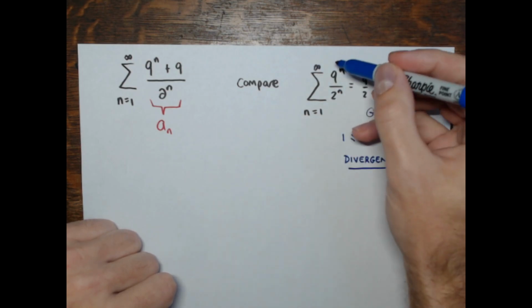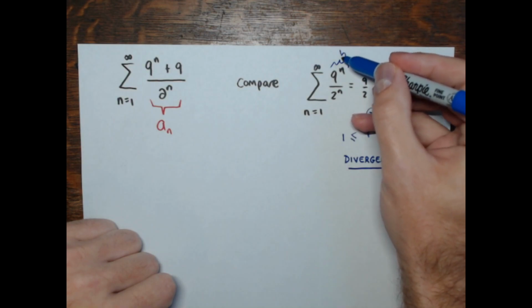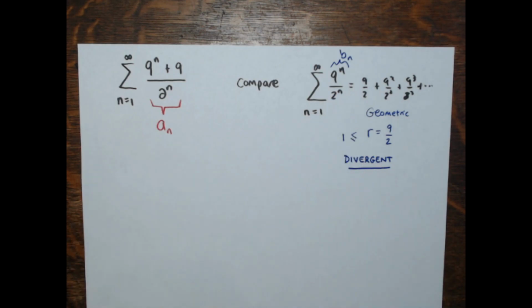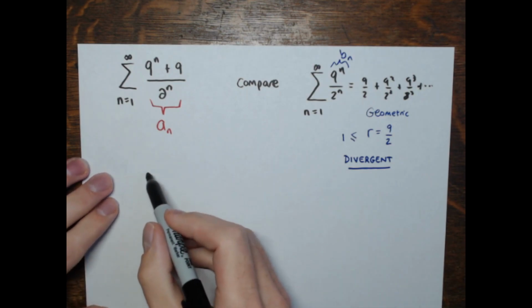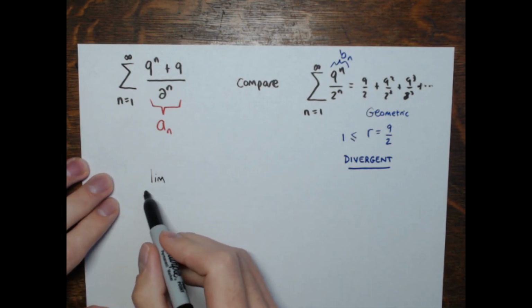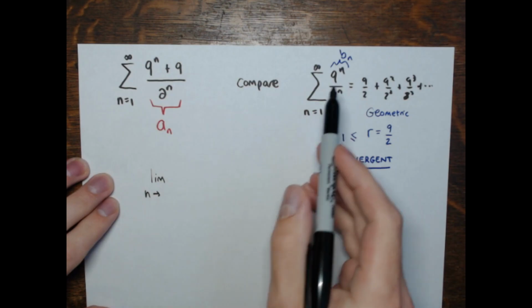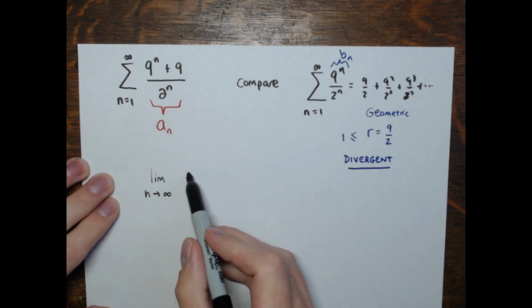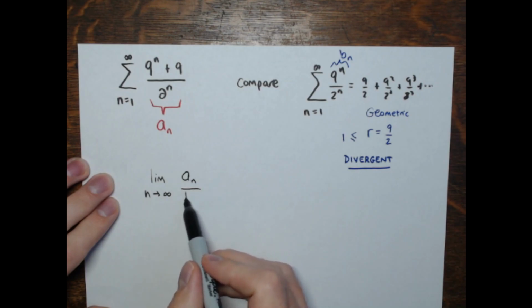So I know that my sum of the b sub n's, 9 to the nth over 2 to the nth, I know this sum is divergent. Right, so that might help me later. So let's take a look now at the limit of the ratio of these corresponding terms, the a sub n's over the b sub n's. Limit as n approaches infinity of a sub n over b sub n.